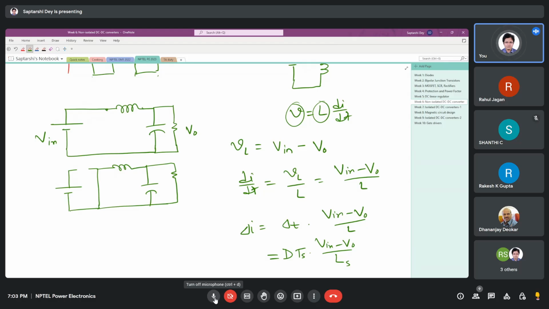Even if it's a completely new circuit, just look at the inductor, draw the voltage waveforms across it, then draw the current across it. You will get to know how it works. It's all about the inductor in DC-DC converters.